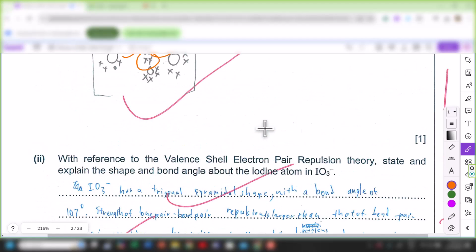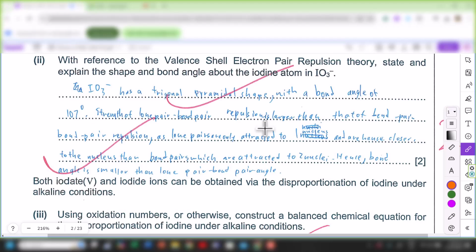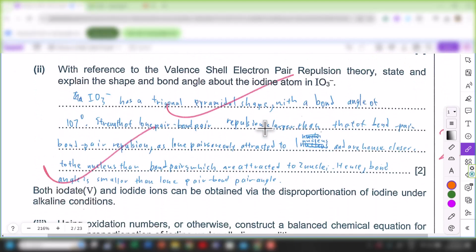Based on that, you can easily answer the VSEPR. So I don't think I need to discuss VSEPR with you guys. Solely based on that, you can easily answer why it takes on a certain shape. Even if you have drawn this wrongly, you will have gotten this correct. So I don't think you guys have any issues on this.